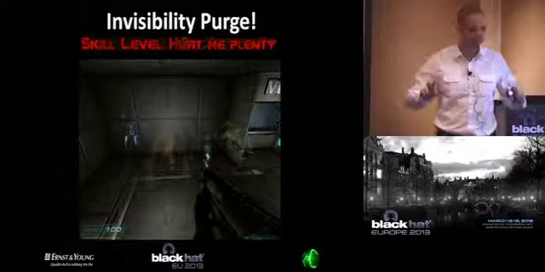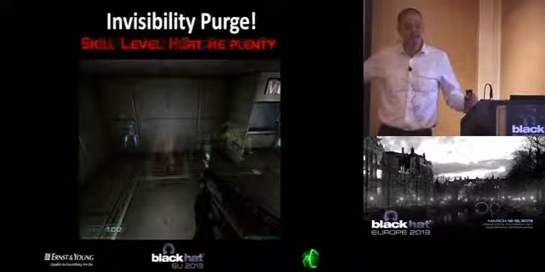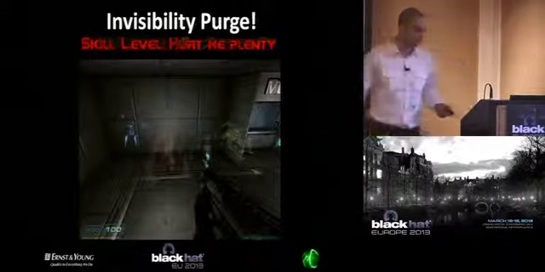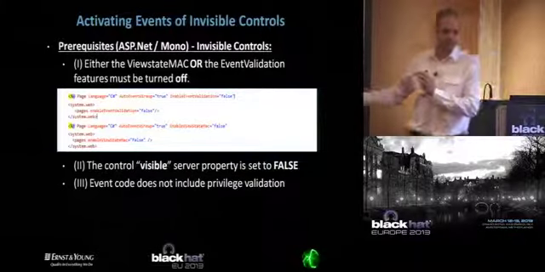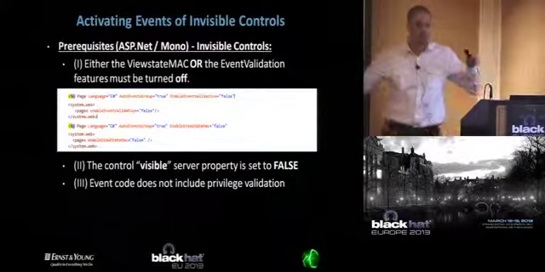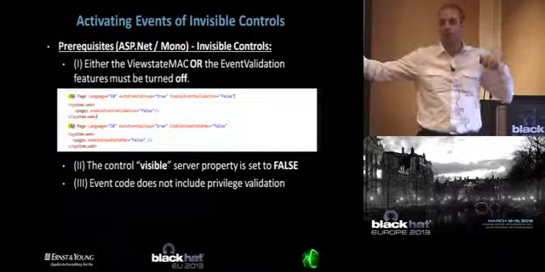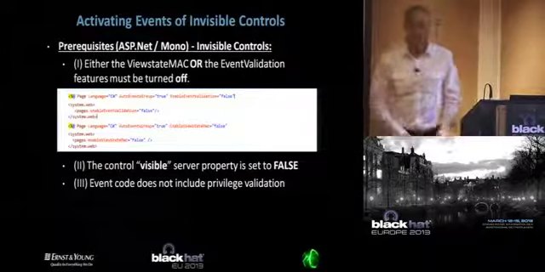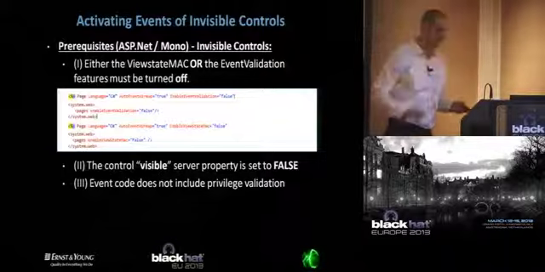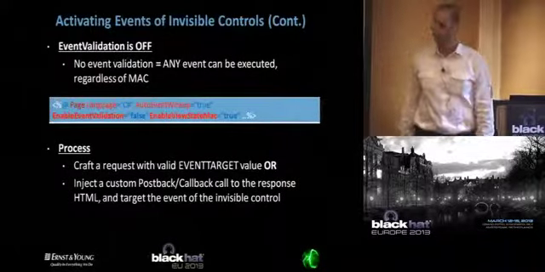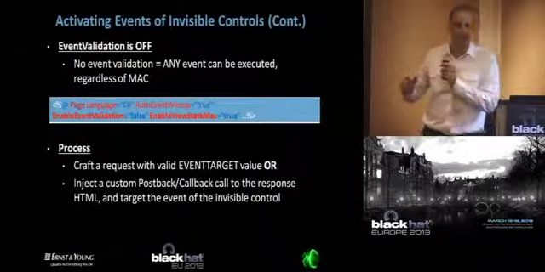But let's start with the simplest ways. And that's when one of the security features that .NET already has is disabled. If you remember, earlier I discussed two main security features, the Viewstate and the event validation, both designed specifically to prevent attacks such as execution of events that are associated to invisible controls. What happens when one of those features is disabled? So let's start with the first scenario in which the event validation is on and the Viewstate is off. The event validation is off and the Viewstate is on.